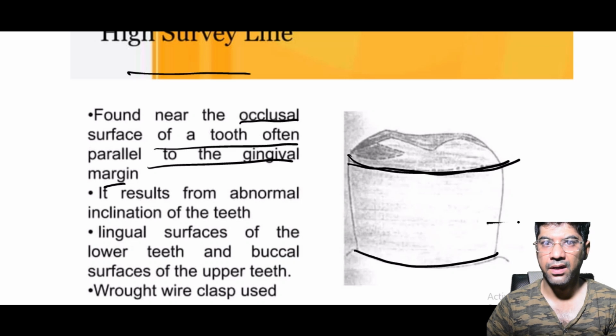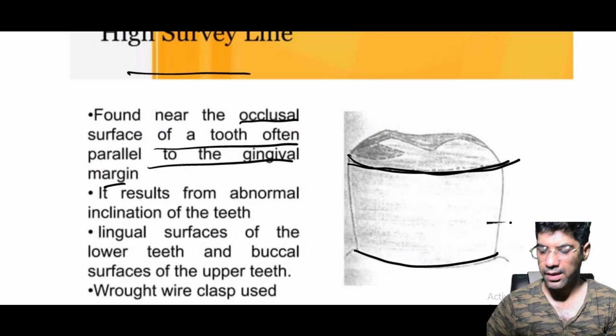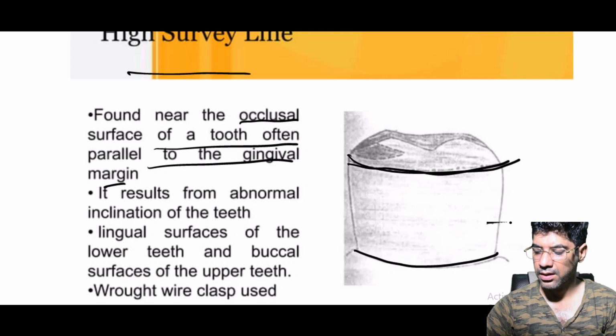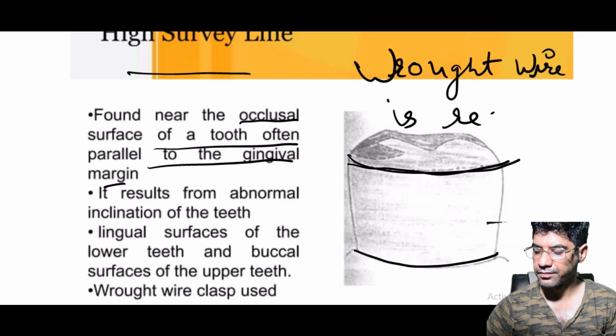This type of line indicates a deeper undercut. For such cases, a more flexible clasp like a wrought wire clasp is recommended.